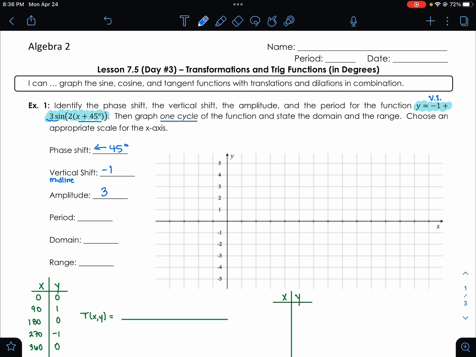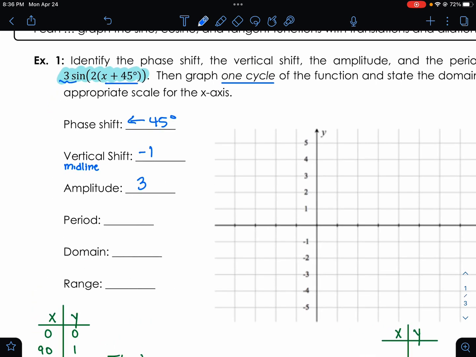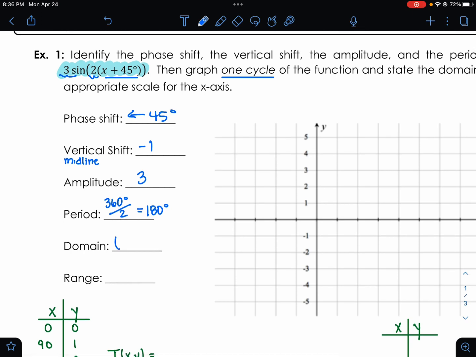And then for the period, we know that normally the period of a sine function is 360 degrees. Well, again, remember, x always lies. So right here it says we're multiplying by 2. That means we're really dividing by 2. So we're going to take the 360 degree period, divide it by 2. That tells us that our new period is 180 degrees. And we know that our domain is -infinity to infinity.